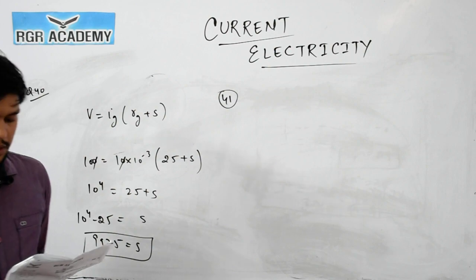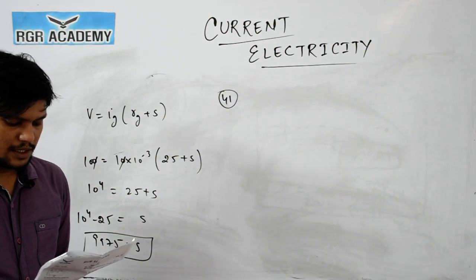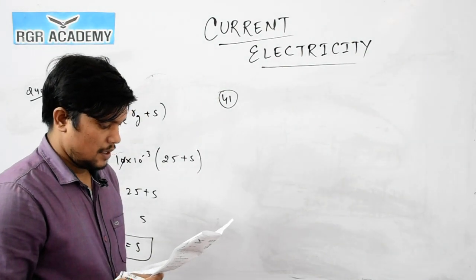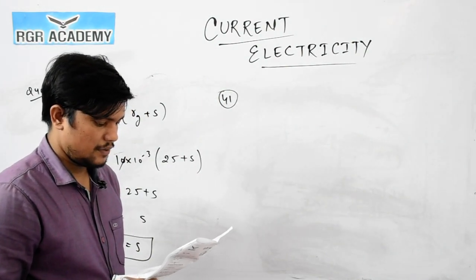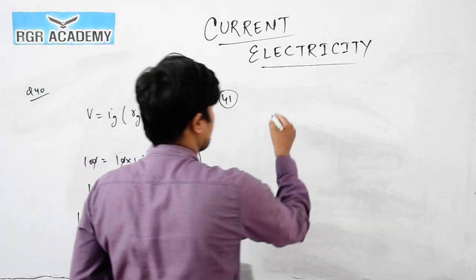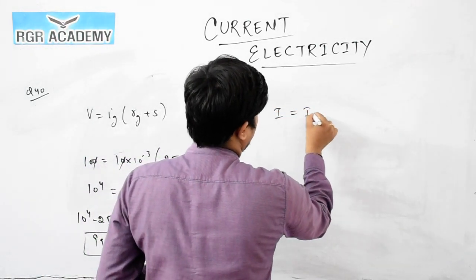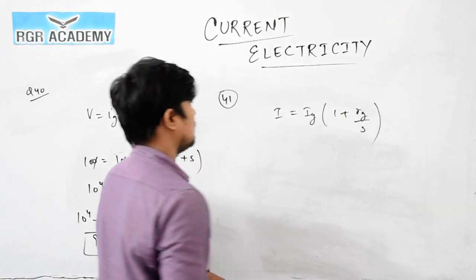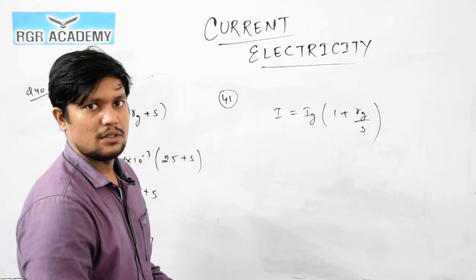A galvanometer whose resistance is 120 ohm gives full scale deflection with a current of 0.5 ampere. So it can read the maximum value of current, the shunt resistance added in parallel with this. Same thing. We know that I equals Ig times (1 plus Rg by S). This is the formula for converting a galvanometer into an ammeter.